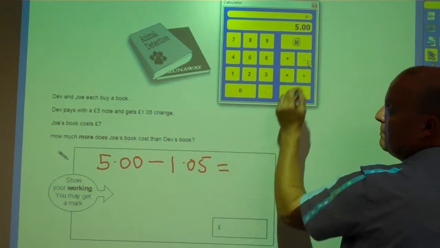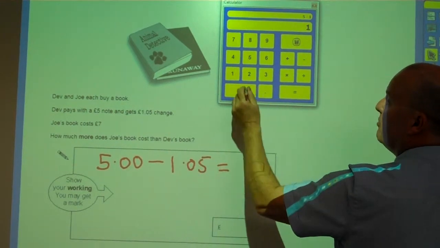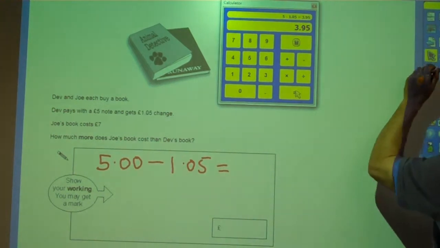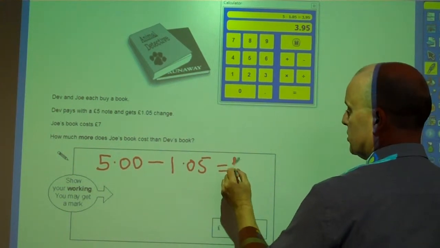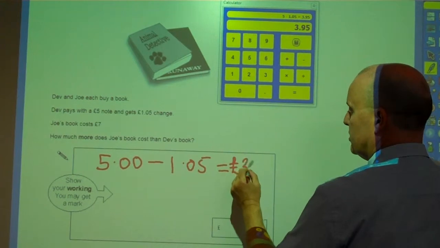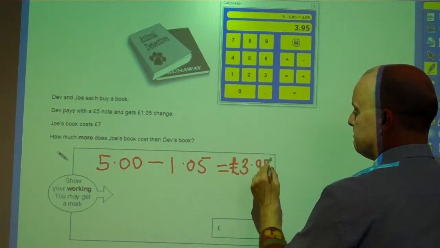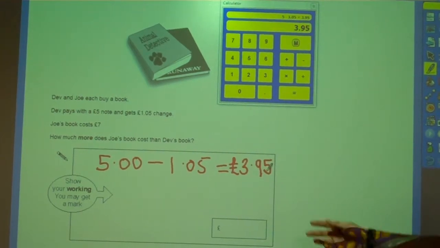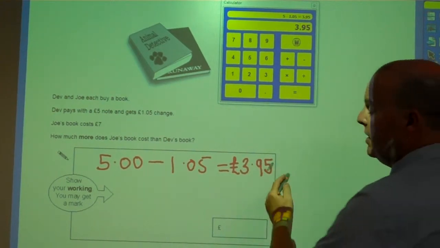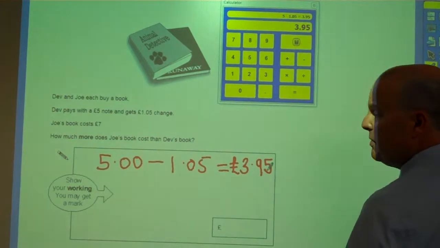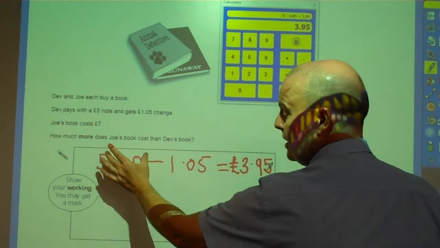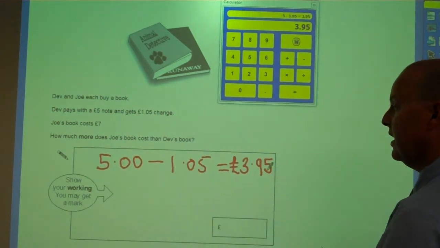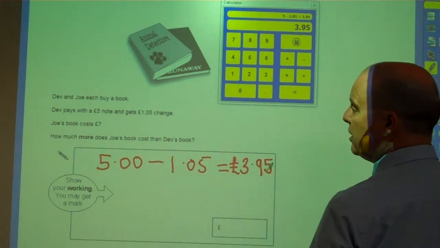£5 subtract £1 and 5p equals £3 95p. So I'm going to just show that, 3.95 there. So Dev's book cost £3.95, and I've showed my workings. As I'm not working this out by hand, I don't necessarily have to line this up for decomposition as you normally do in class. Okay, the second part of the question is this.